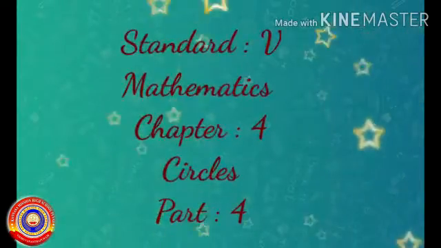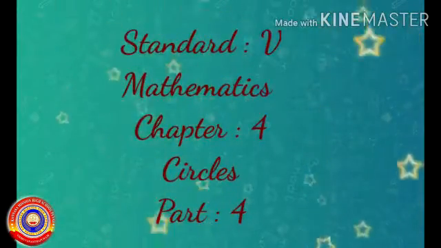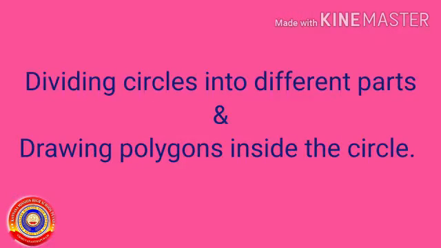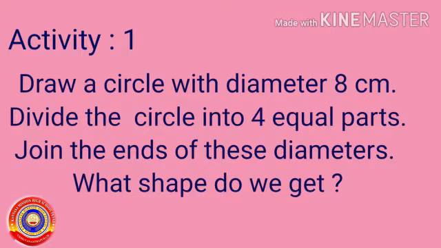Today, we are going to continue the chapter Circles with a very interesting topic: dividing circles into different parts and drawing polygons inside the circle. Activity number 1. Draw a circle with diameter 8 cm. Divide the circle into 4 equal parts. Join the ends of these diameters. What shape do we get?